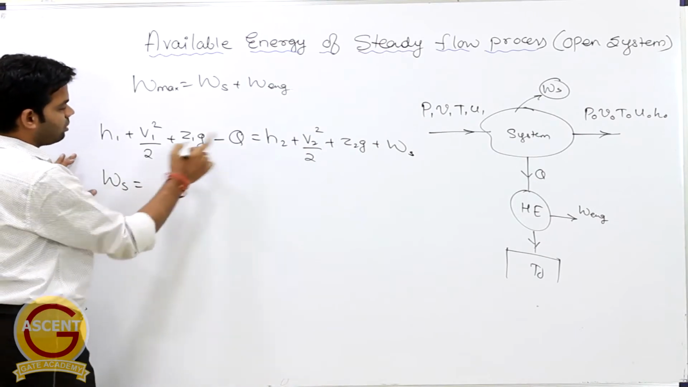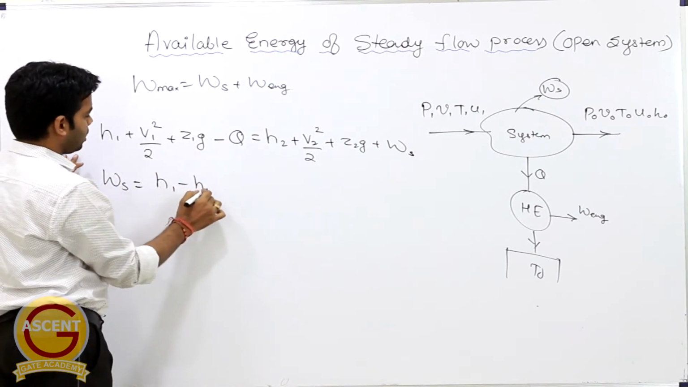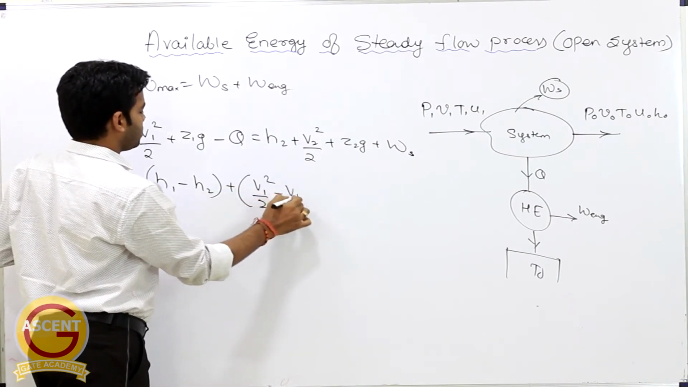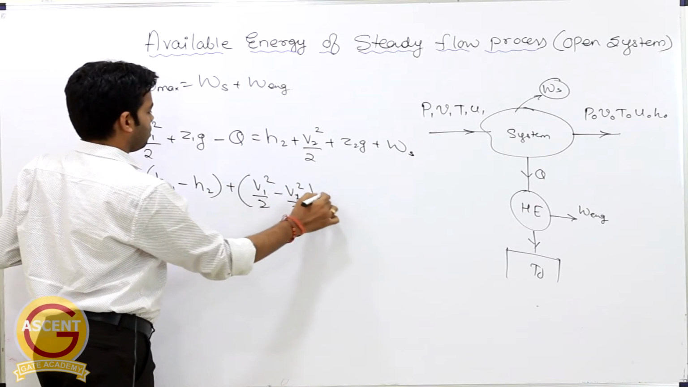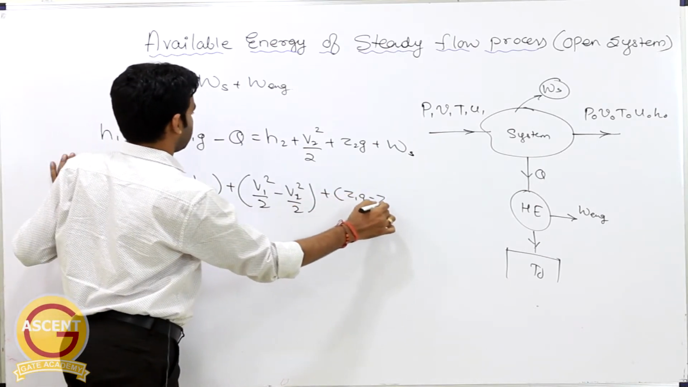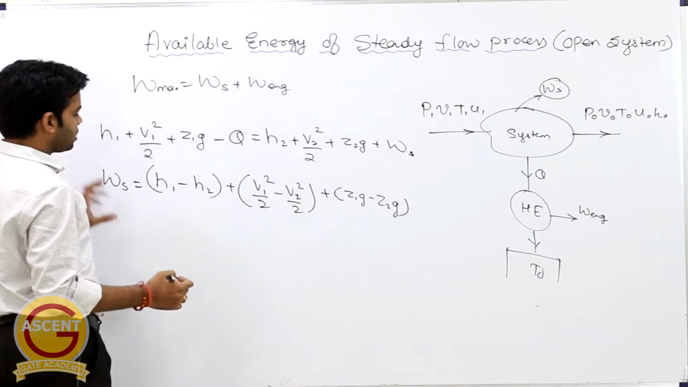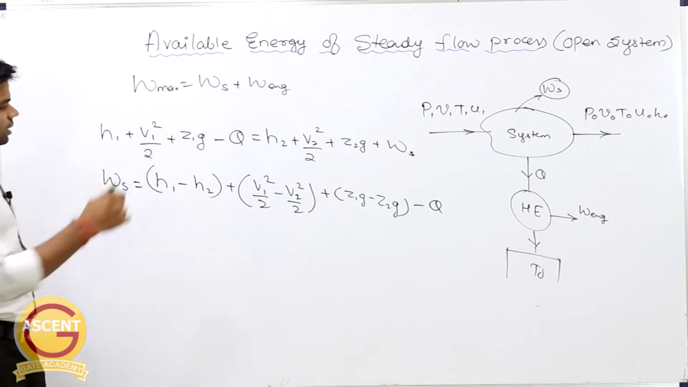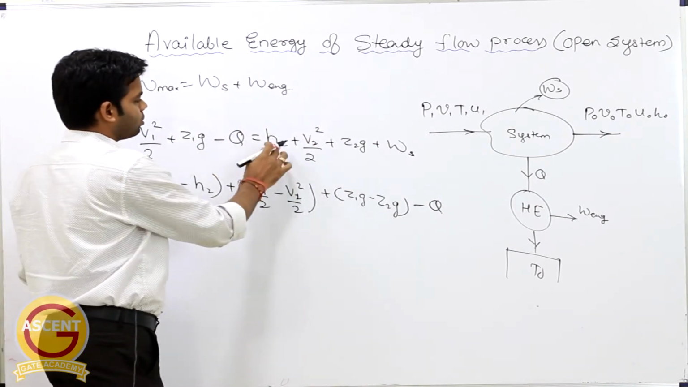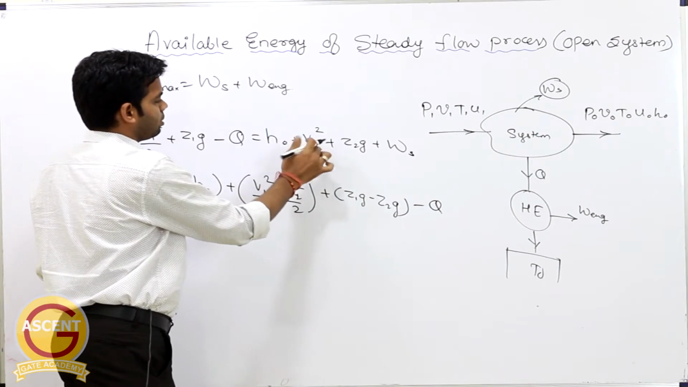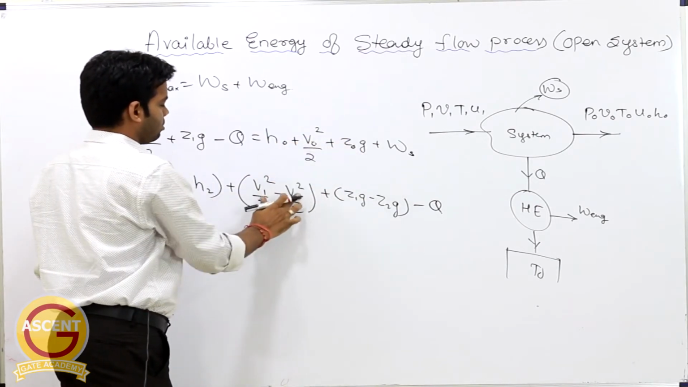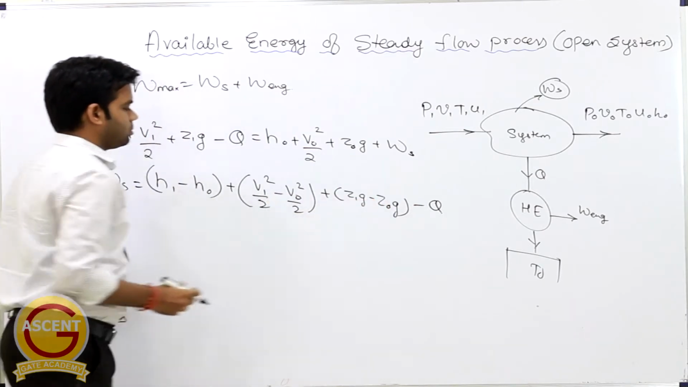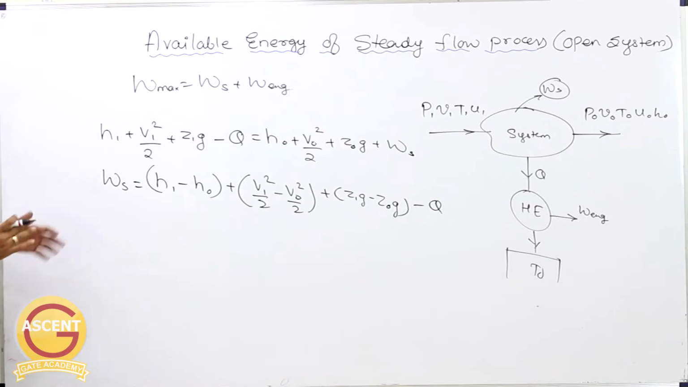Now from here we can determine this shaft work. The shaft work will be equal to H1 minus H2, plus V1 square by 2 minus V2 square by 2, plus Z1G minus Z2G. Getting this? Apart from this there will be minus Q. The final condition is 0, not 2, so this will be V0, H0 and Z0. Clear or not? So this is nothing but the total shaft work.